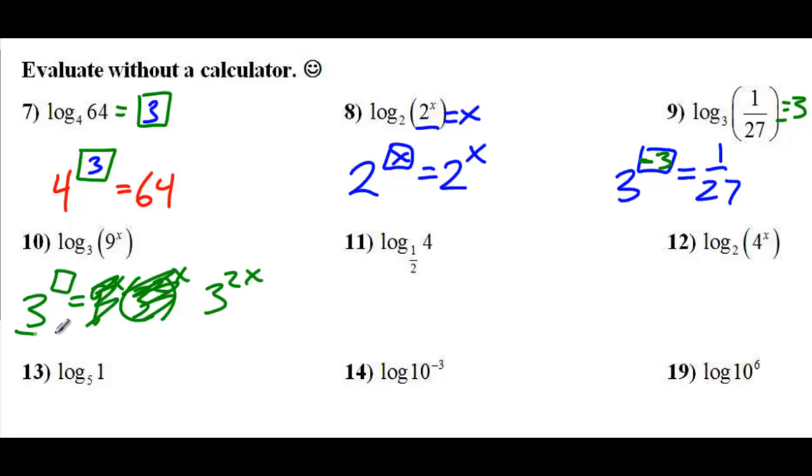So now here's a nice thing. Now I did that, so now I have a common base. So what exponent is equivalent to 2x? 2x. Okay, so that's a great example of why we want to think of 9 in terms of base 3 numbers. Here's another one here where we have 1/2 raised to what power is equal to 4.